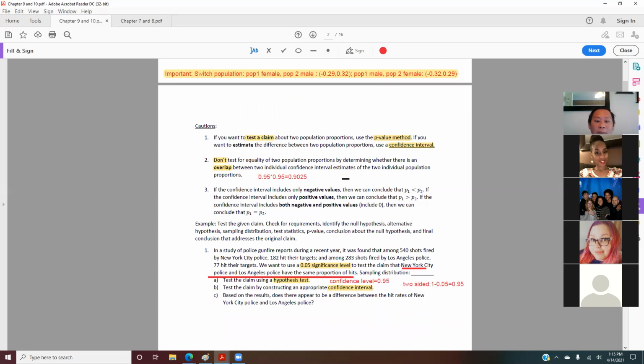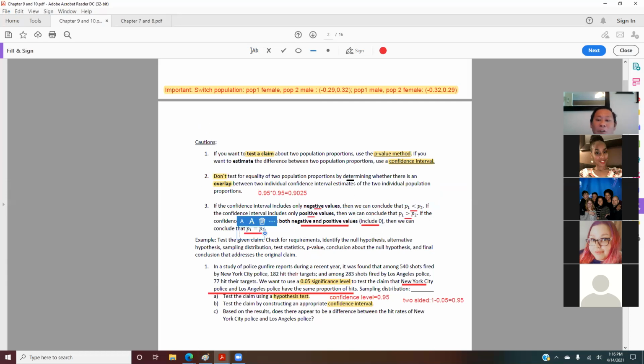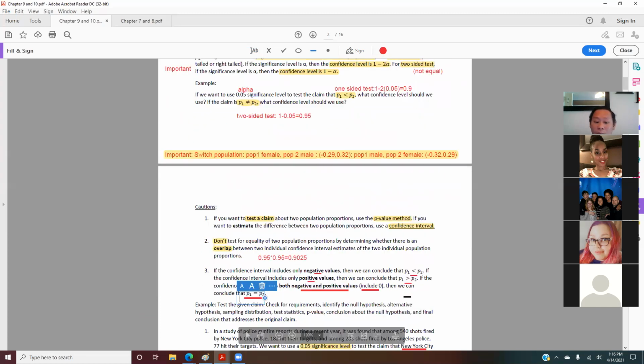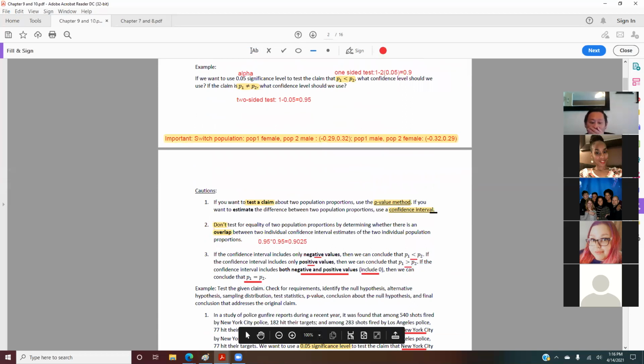If your confidence interval shows two negative values, then P1 is less than P2. If they show both positive values, P1 is greater than P2. And if one is positive and one is negative, it includes 0, which means P1 is equal to P2. This is exactly the one that we just talked about over here. Two negatives, P1 is less than P2. Two positives, P1 is greater than P2. One negative, one positive means it includes 0, so P1 equals P2. This is the same as the third one we just did, so don't just repeat.